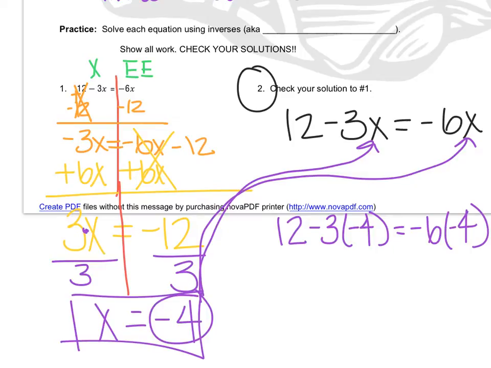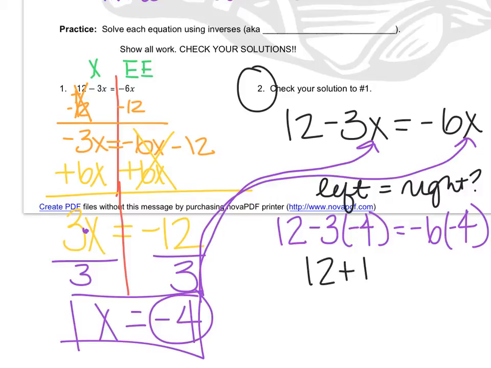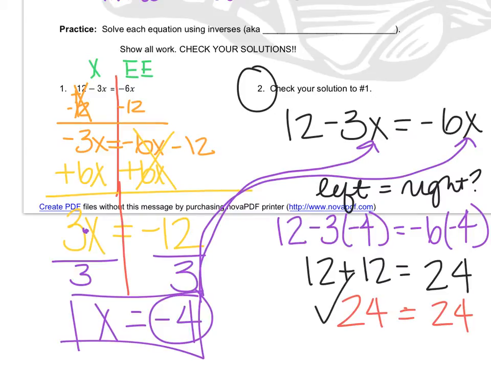What I've got to figure out, does the left side equal the right side? That's the question we're asking ourselves. So over here, this negative 3 times negative 4 becomes 12 plus 12 because negative 3 times negative 4 is positive 12. Equals negative 6 times negative 4 is positive 24. And if I simplify this right side here, because I just have 12 plus 12, 12 plus 12 is going to give me 24. And my right side was also 24. So since the left side and the right side were both 24, that told us that yes, this was a solution, so we were correct.